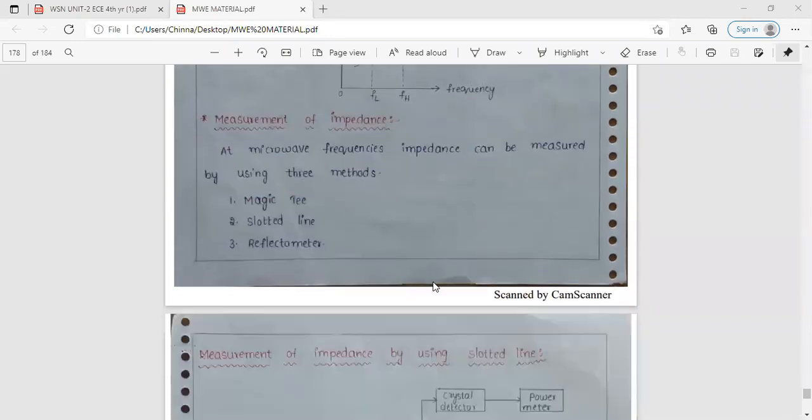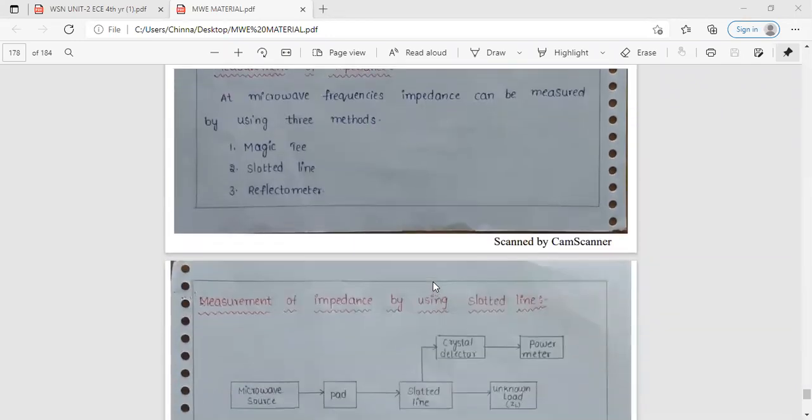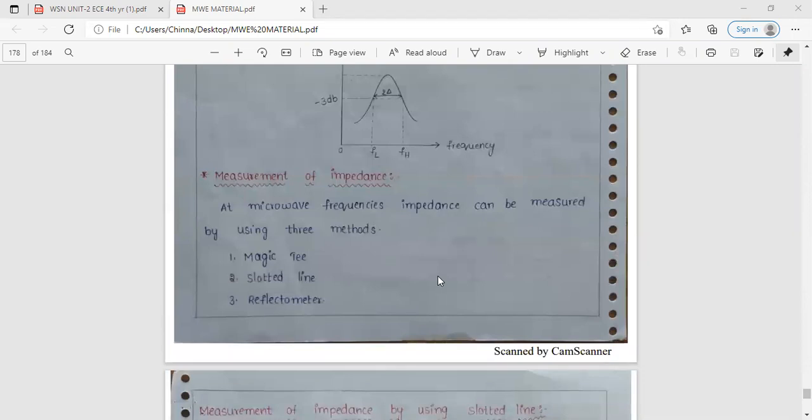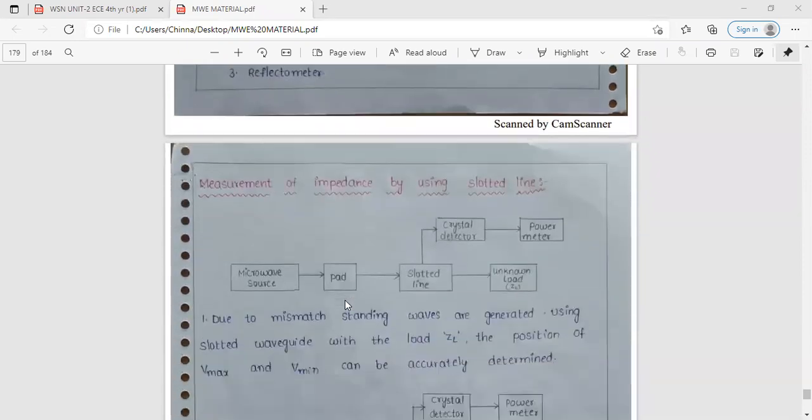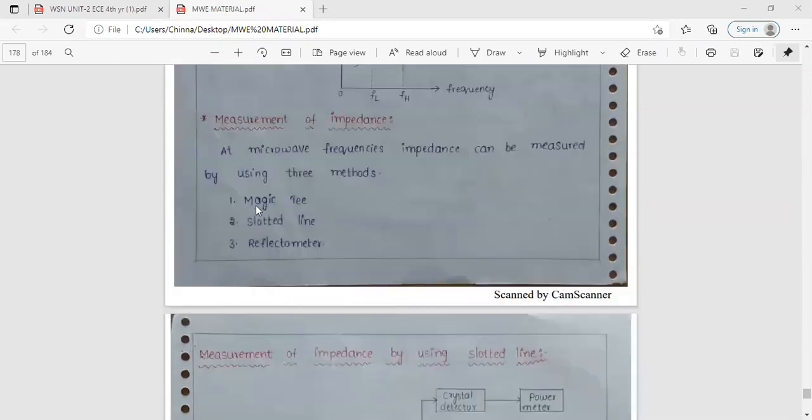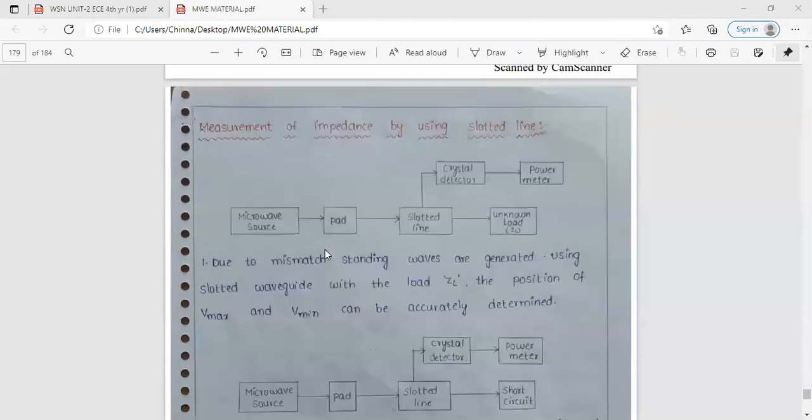And coming to the measurement of the impedance. Impedance can be measured by using three methods: magic tee, slotted line section, and reflectometer. Reflectometers are mostly used in measurements. And coming to the measurement of impedance using the slotted line section, we already discussed impedance in the application of the magic tee, one of the methods. And coming to the measurement of the impedance by using the slotted line section.